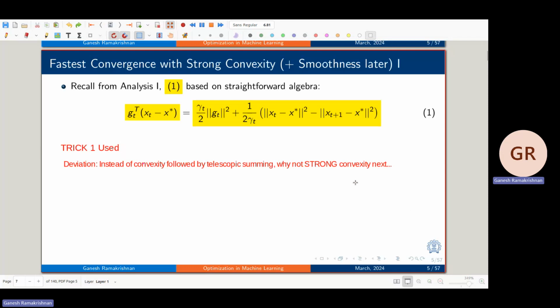Now the question is, why not use strong convexity next? What we did earlier was convexity followed by some telescopic summing. To recall your initial analysis, we're saying, well, let's apply strong convexity directly. Why strong convexity? Why are we tempted to use strong convexity so early? Anyone?